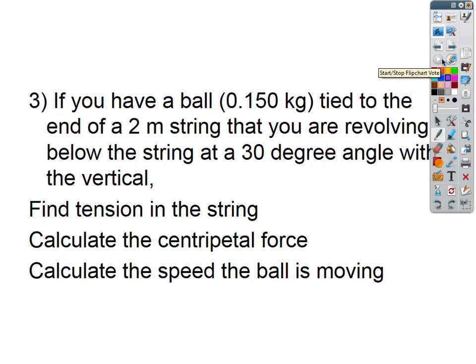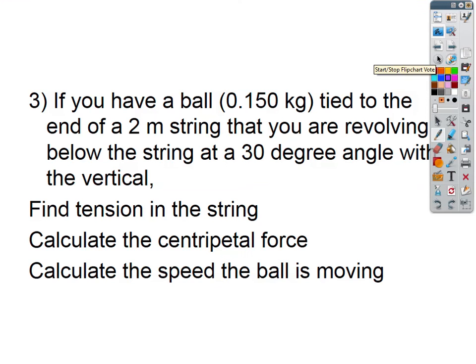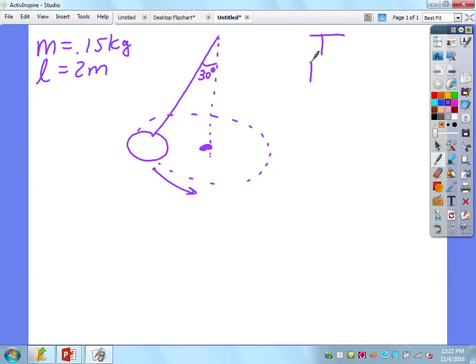All right, let me go back. 2-meter long string and 0.150 kilogram object. So mass is 0.15 kilograms and the length of the string is 2 meters. How can I figure this out? I want to figure out the tension, the net force, and the speed the ball is moving. The speed, sorry, thinking of it, velocity.